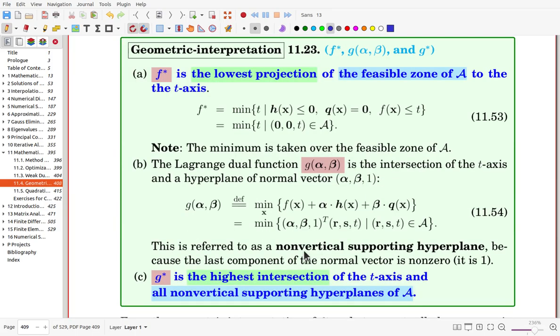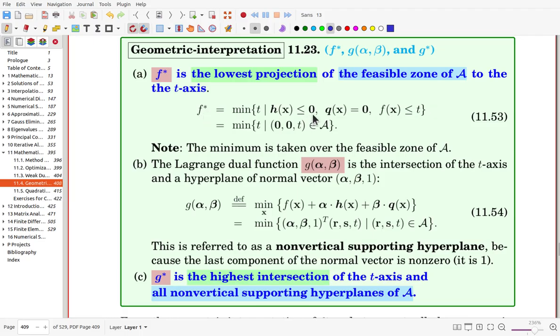Okay, here we have the geometric interpretation. F star is the lowest projection of the feasible zone of A to the t-axis. F star, the primal optimum, by definition, can be written in this way. Now this is (0, 0, t), and t is a proportion, but among them we try to minimize. If t is minimized, then of course this value is minimized, so that it's the same as F star.